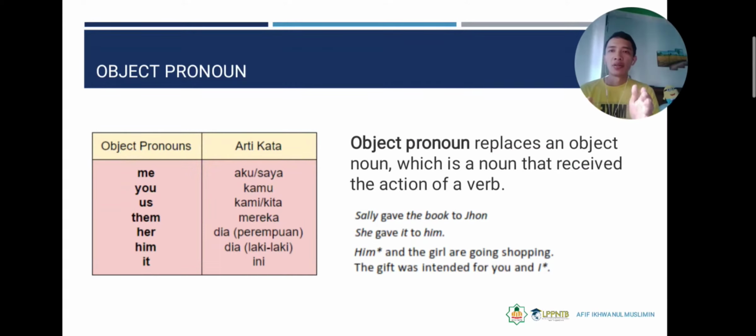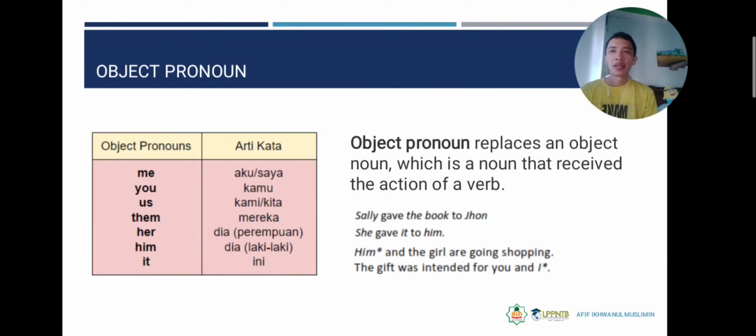Okay, you cannot put him everywhere in a sentence, because there is also a rule there. When you have a sentence like "Him and the girl are going shopping," this one is incorrect. Why? Because him here is an object pronoun which should be placed after the verb or after the predicate. So when you put him at the beginning of the sentence, of course, this one is incorrect.